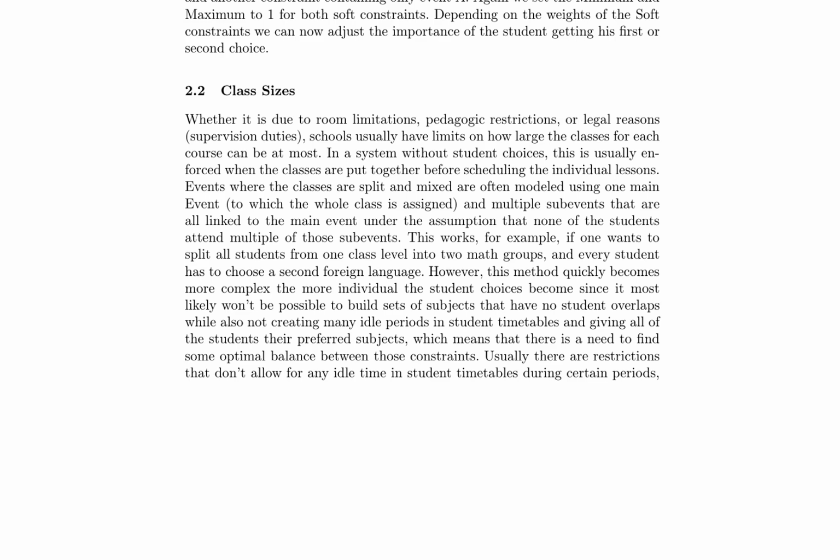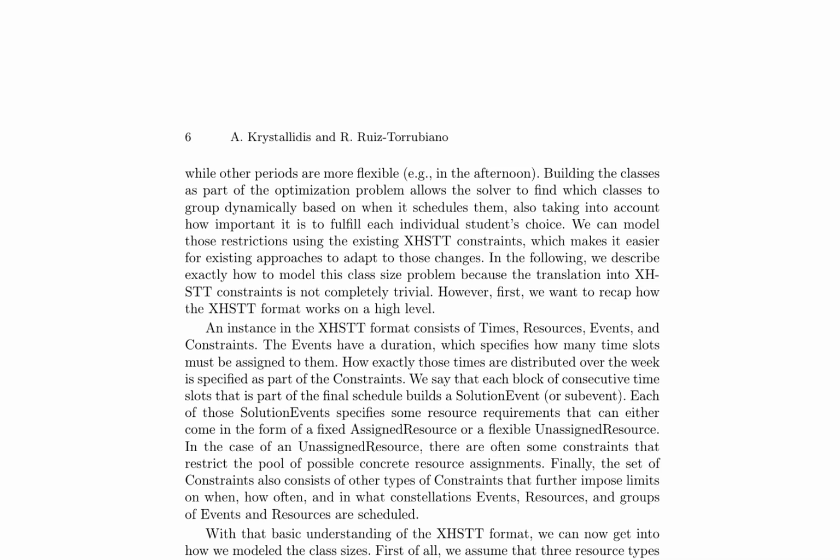Class sizes are another crucial aspect of high school timetables, with limitations due to room capacity, pedagogical restrictions, or legal reasons. In traditional systems, class sizes are determined before scheduling individual lessons. However, with student choices, this approach becomes complex, and a more dynamic approach is needed. The XHSTT format is used to model these restrictions, consisting of times, resources, events, and constraints. Events have a duration and are assigned to time slots, with solution events specifying resource requirements.